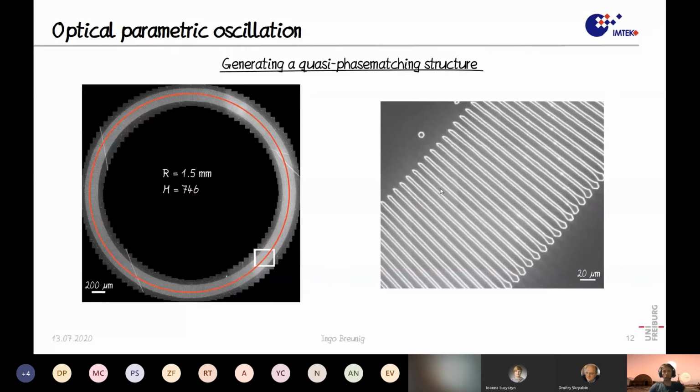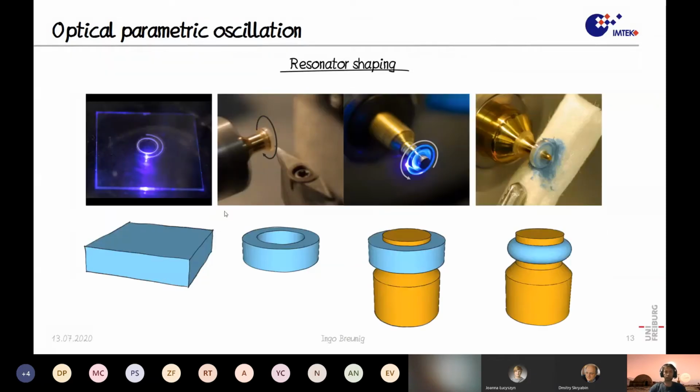Okay, so we can generate these quasi-phase matching structures, and now we need to fabricate a resonator out of it. So how do we do this? We take one of our crystals. It can comprise a phase matching structure or not, if we want to use birefringent phase matching.